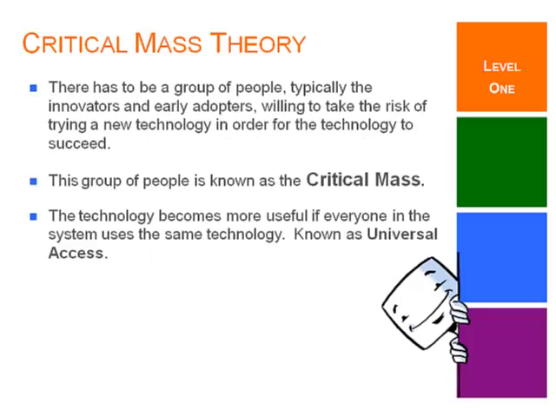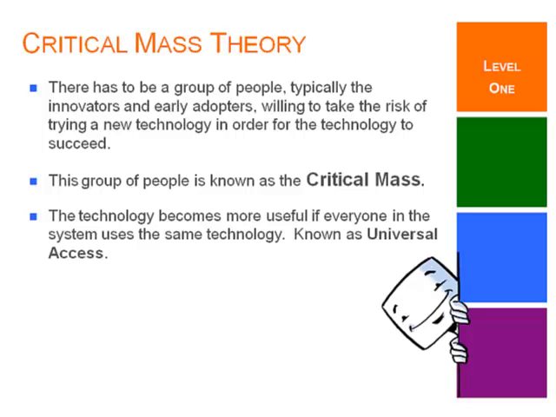There has to be a group of people, typically the innovators and early adopters, who are willing to take the risk and try a new technology in order for that technology to succeed. This group of people is known as the critical mass. This small segment of the population chooses to make a big contribution to the public good.